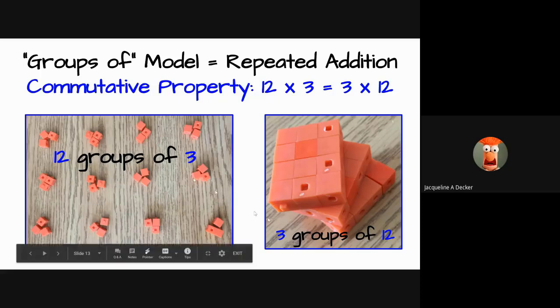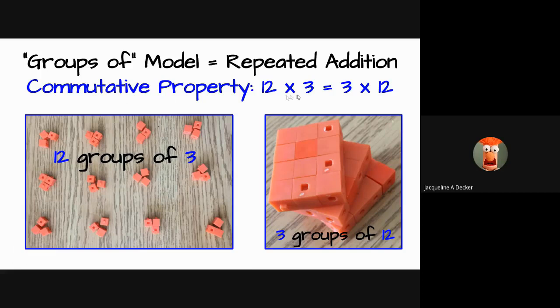And if students also show that 12 groups of 3 is equivalent to 3 groups of 12, this is a really important property of multiplication. It's called the commutative property. And knowing that it doesn't matter what order those numbers are in, knowing that 12 multiplied by 3 is equivalent to 3 multiplied by 12, we just divided the number of multiplication facts a student needs to understand in half. Because 3 times 4 is 4 times 3. 5 times 6 is equal to 6 times 5. So this is a really important thing to notice in the student work and to name for them and to get really excited about. And groups of is a really important model for multiplication.